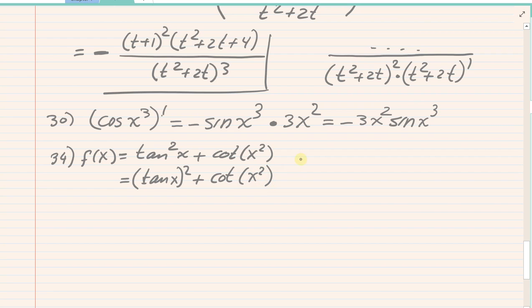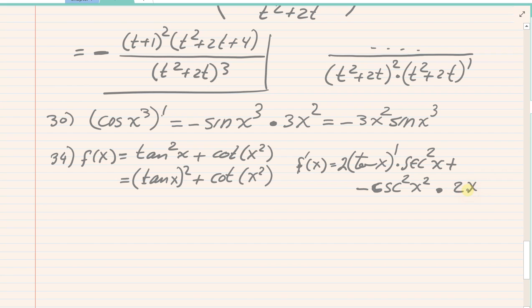So f prime of x is going to be derivative of the outside, that's 2 times tan x. And then chain rule, derivative of tan, which is inside, is going to be secant squared x. Plus, derivative of cotan is going to be negative cosecant squared x, right? That's the derivative of cotangent. Doesn't matter what's inside, it's going to be negative cosecant squared, times chain rule, derivative of x squared is 2x.